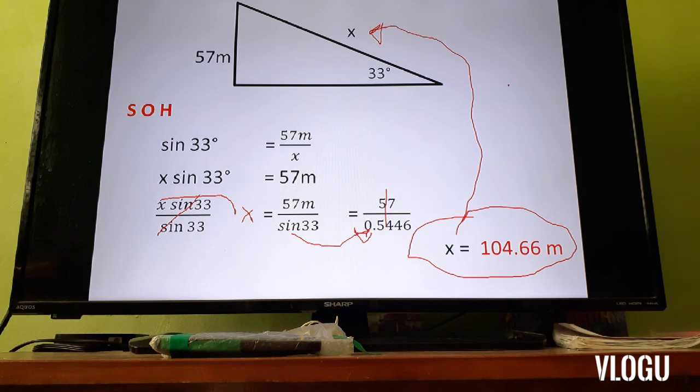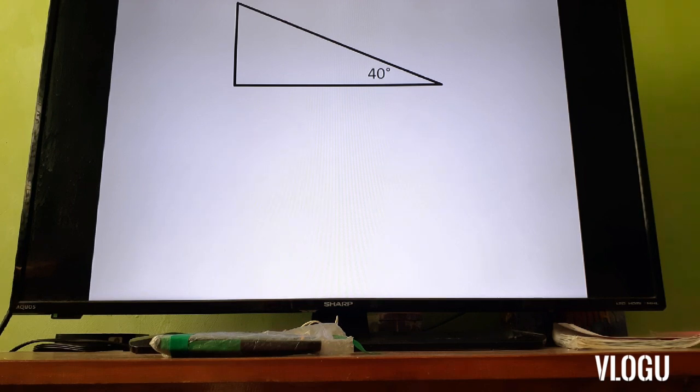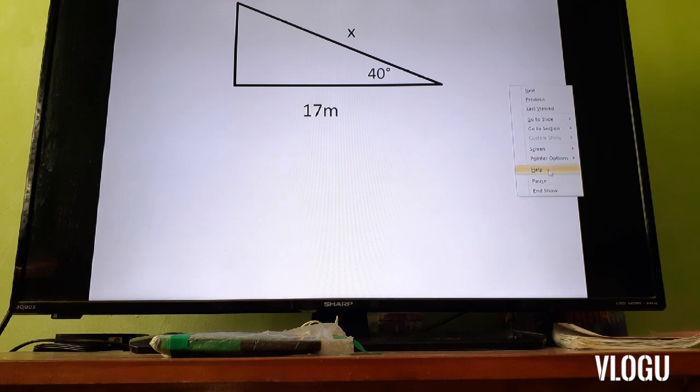Let's have example number 2. I have here a triangle having an angle of 40 degrees. Again, ang ating point of reference to find the opposite side of this given triangle is the angle kung saan nakapwesto yung angle. Kung saan nakapwesto yung angle, ang ibig lang sabihin nun, ang kanyang opposite side is the side opposite of the angle.